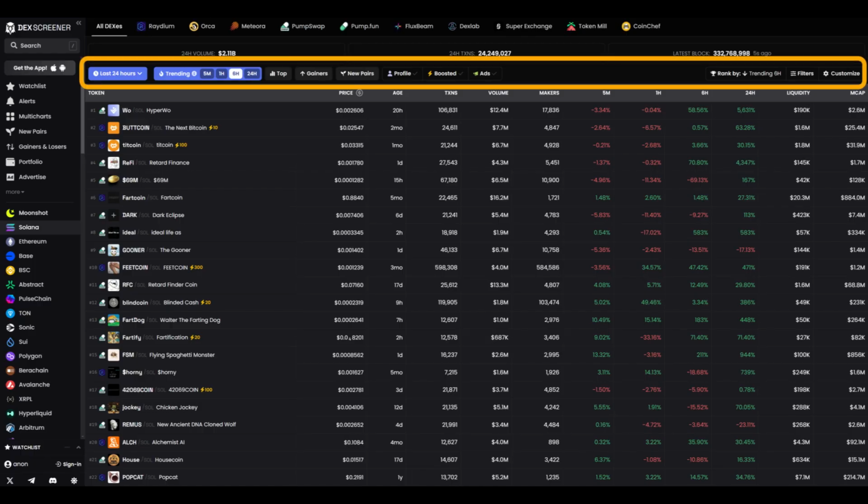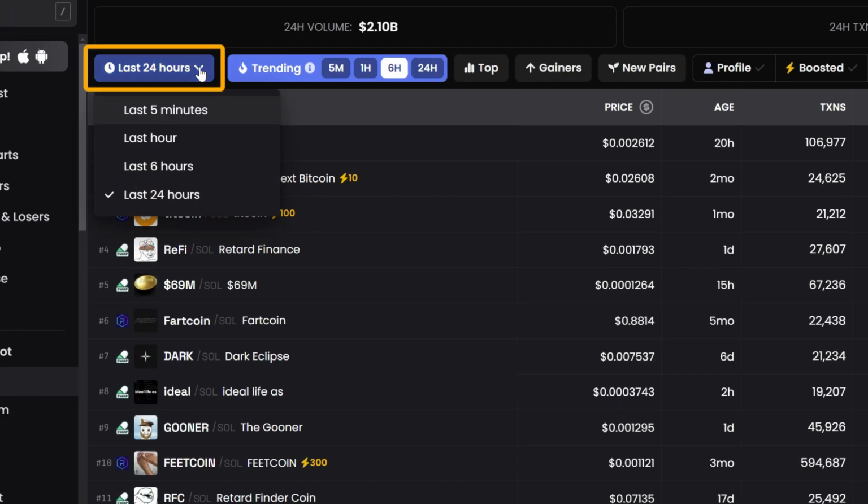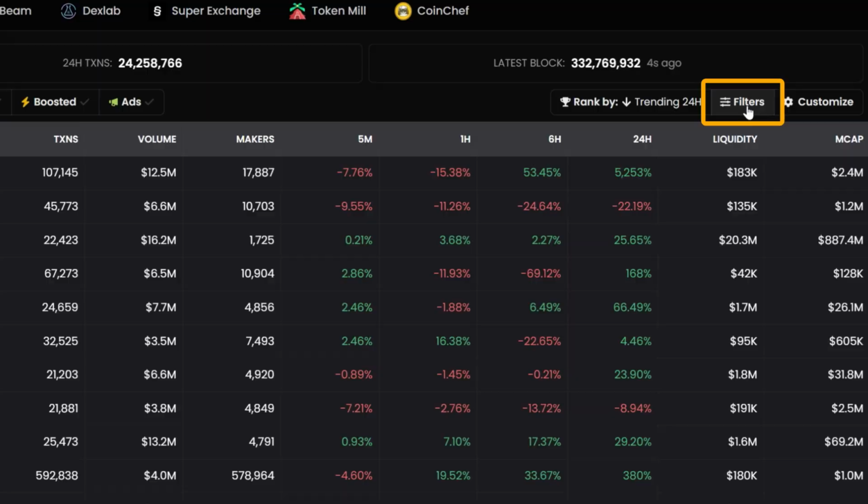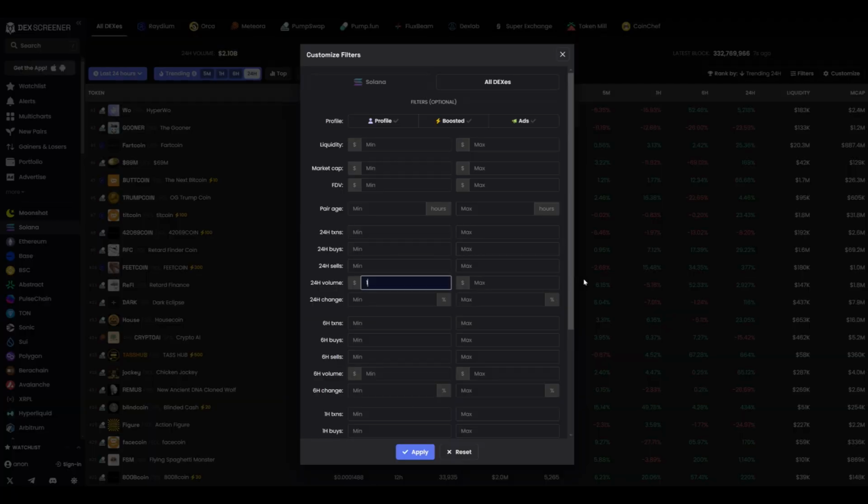Here are the filters. They help filter out the noise and leave only what we really need. The first button is last 24 hours. I click on it and the service shows tokens that have appeared in the last 24 hours. Next, I set the parameters. I set the trading volume to over $1 million. This means there's already some movement in the token and it's not dead. I choose liquidity from $50,000. This way, I'm sure the token won't crash with the first sale.